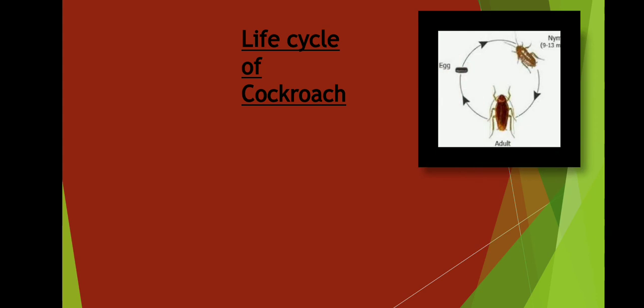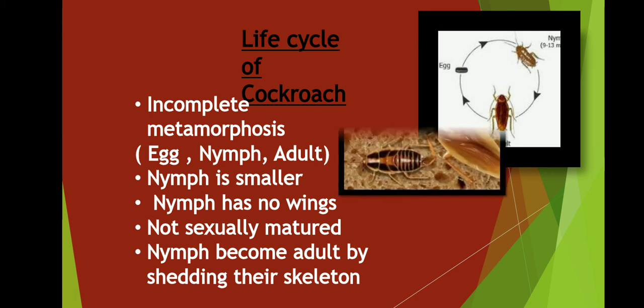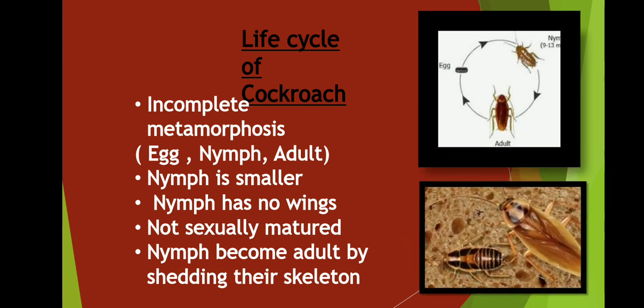Now let's move to the life cycle of the cockroach. Here it is incomplete. Why? Because egg develops to nymph develops to adult, and there is no morphological difference between nymph and adult. So it is incomplete. The nymph is very small, with no wings. The nymph is not sexually mature, and the nymph becomes an adult by shedding its exoskeleton. Here you can see the difference between the nymph and the adult.